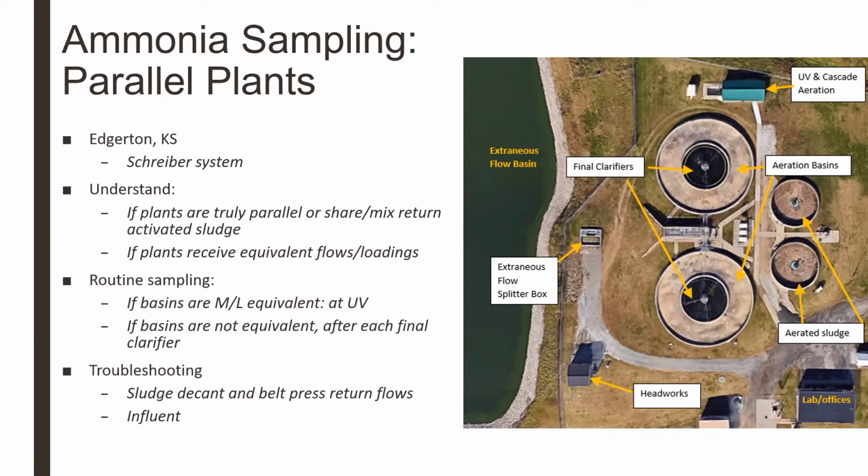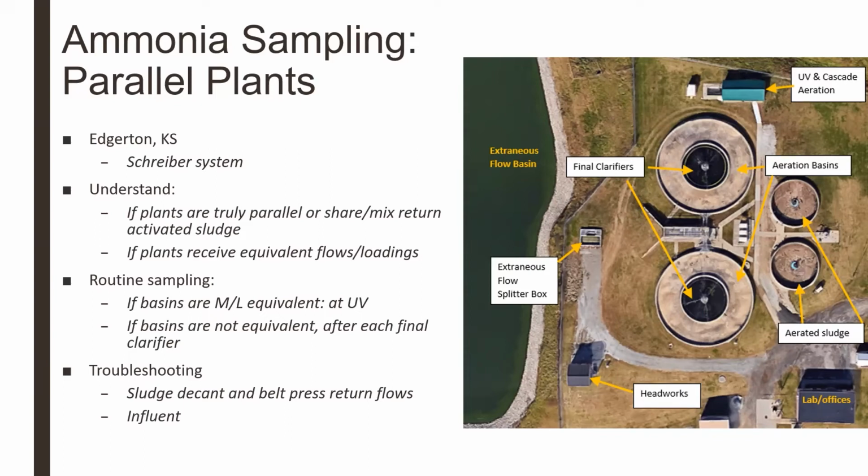For routine sampling, if your basins are more or less equivalent, so they're sharing return activated sludge flows, and the control structures to each basin are providing the same amount of flow, then you're going to want to sample at the UV and make the assumption that each basin is working more or less the same. But if you know the basins are not equivalent for whatever reason, you're going to want to try to sample that water after each final clarifier if you can.